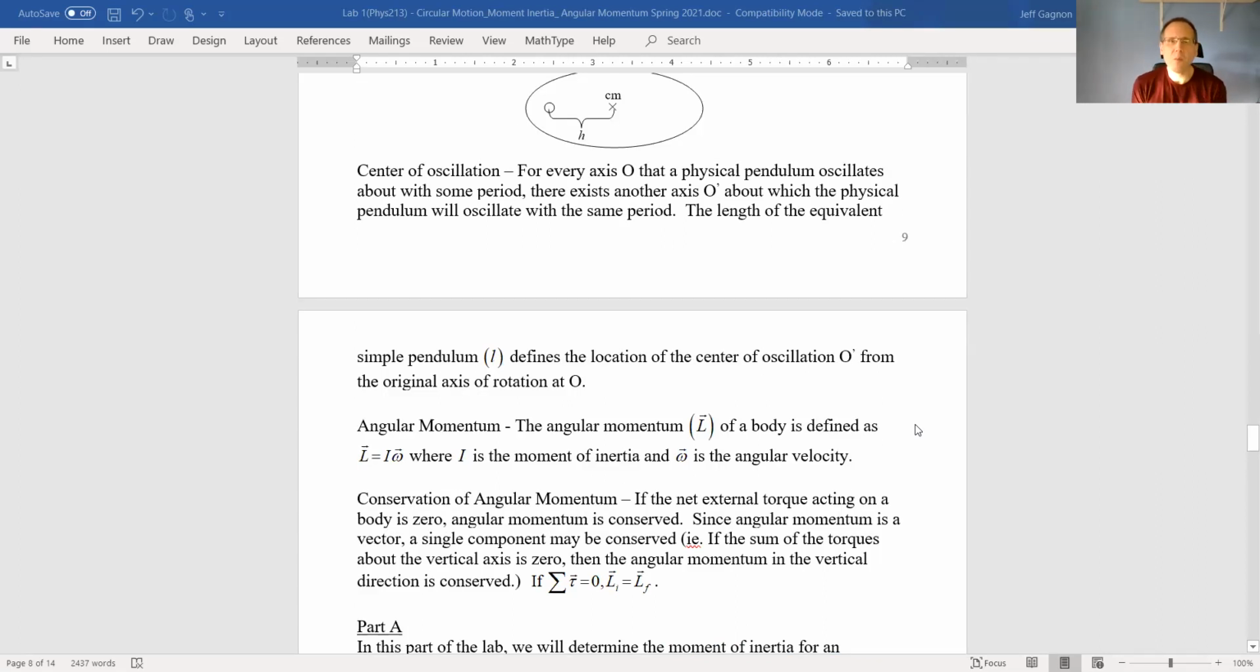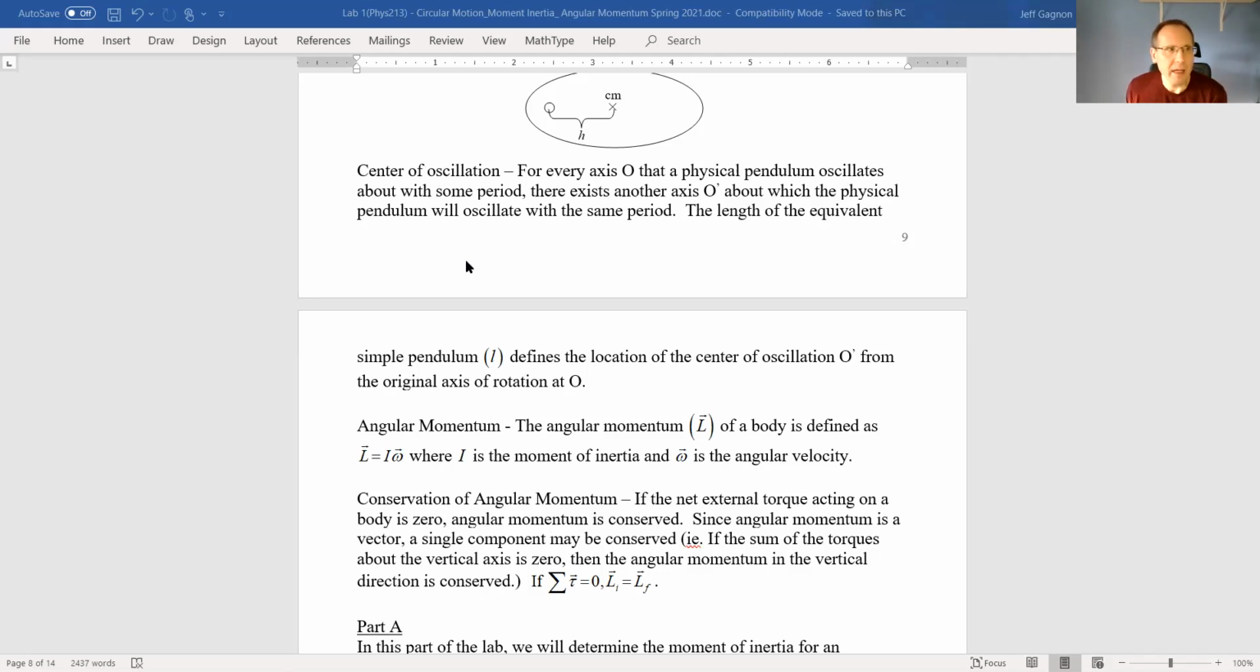Okay, one more piece of terminology for the moment of inertia stuff. There's something called the center of oscillation. It says for every axis O that a physical pendulum oscillates about with some period, there exists another axis O prime, about which the physical pendulum will oscillate with the same period. And the length of the equivalent simple pendulum defines the location of the center of oscillation from the original axis of rotation. So what this is saying is that we're going to look at the aluminum rod.